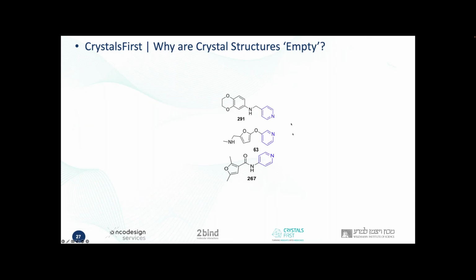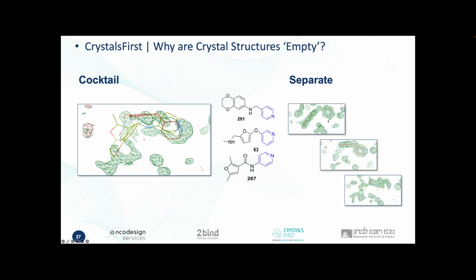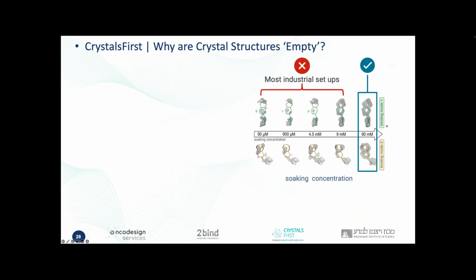Another reason can be that here we have 3 fragments, and when we use cocktail soaking and they bind to the same site, for crystallography this is noise, and then it's difficult to assign which density belongs to which fragment. Compared to separate soaking experiments, we clearly see the electron density of individual compounds.